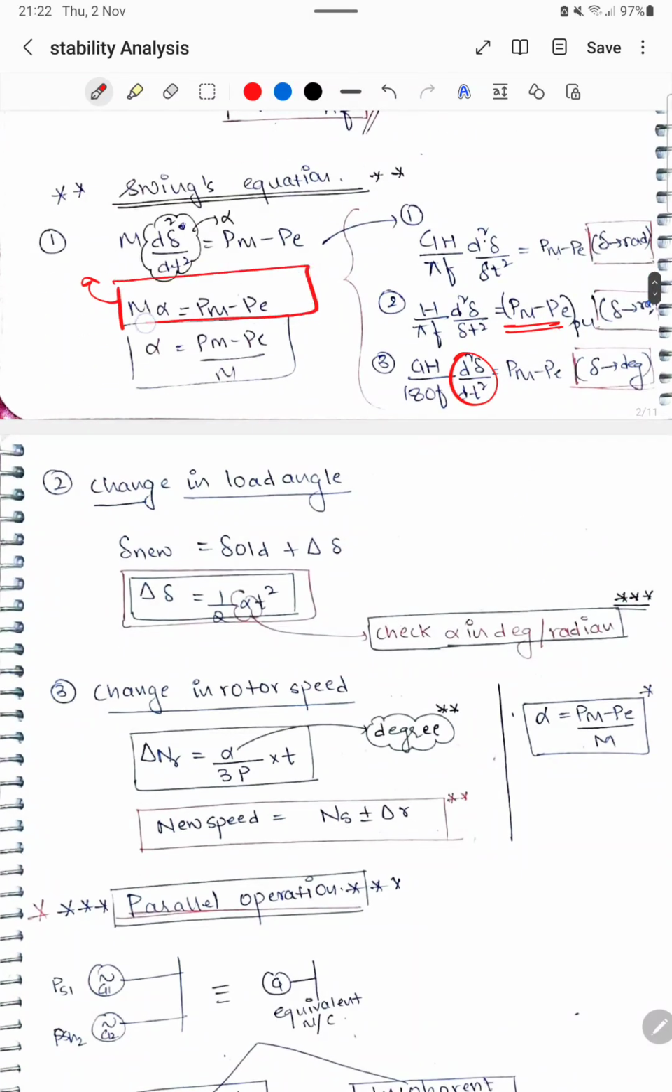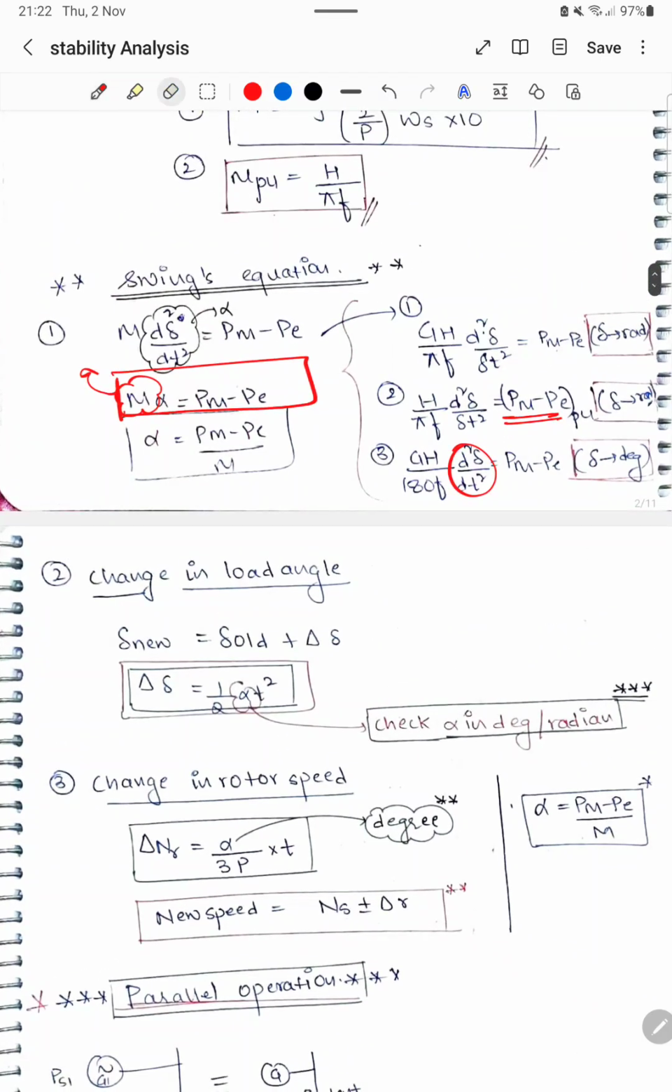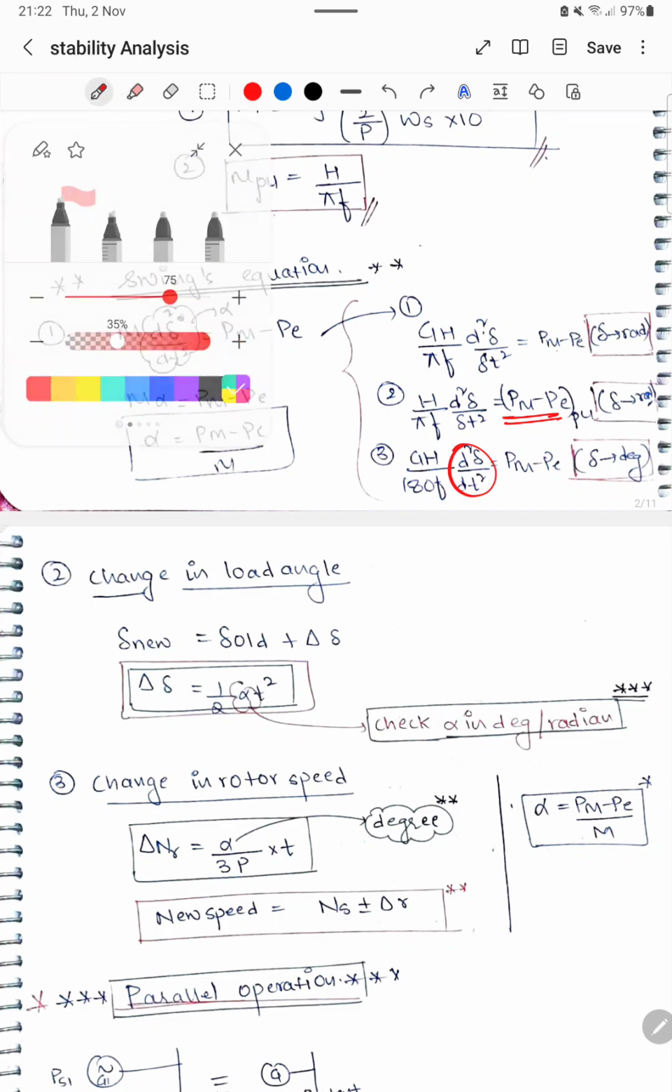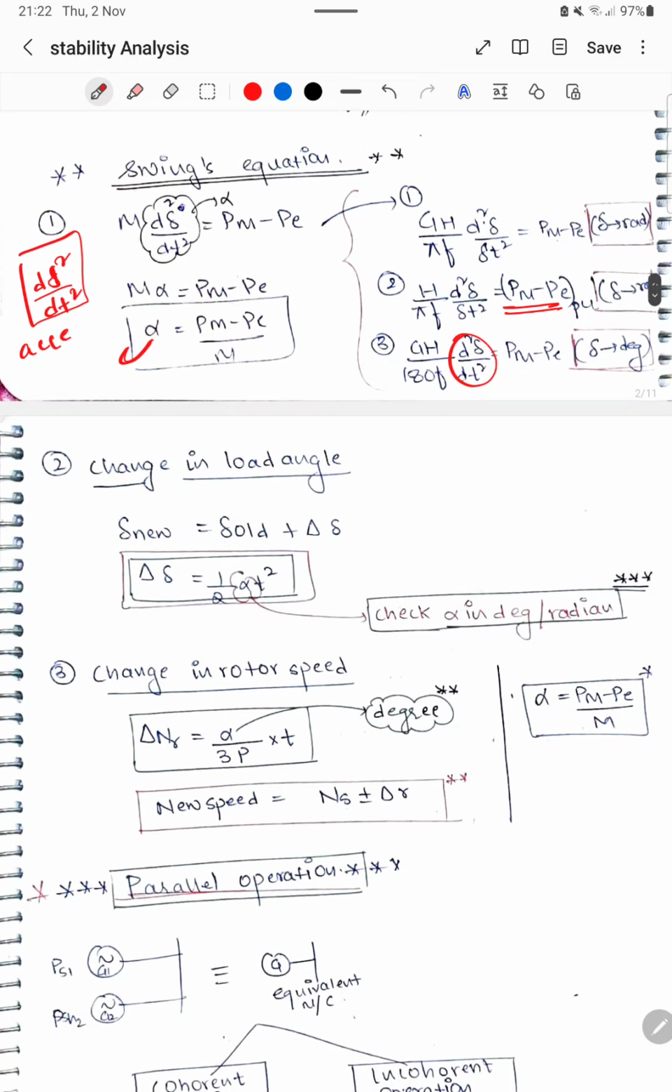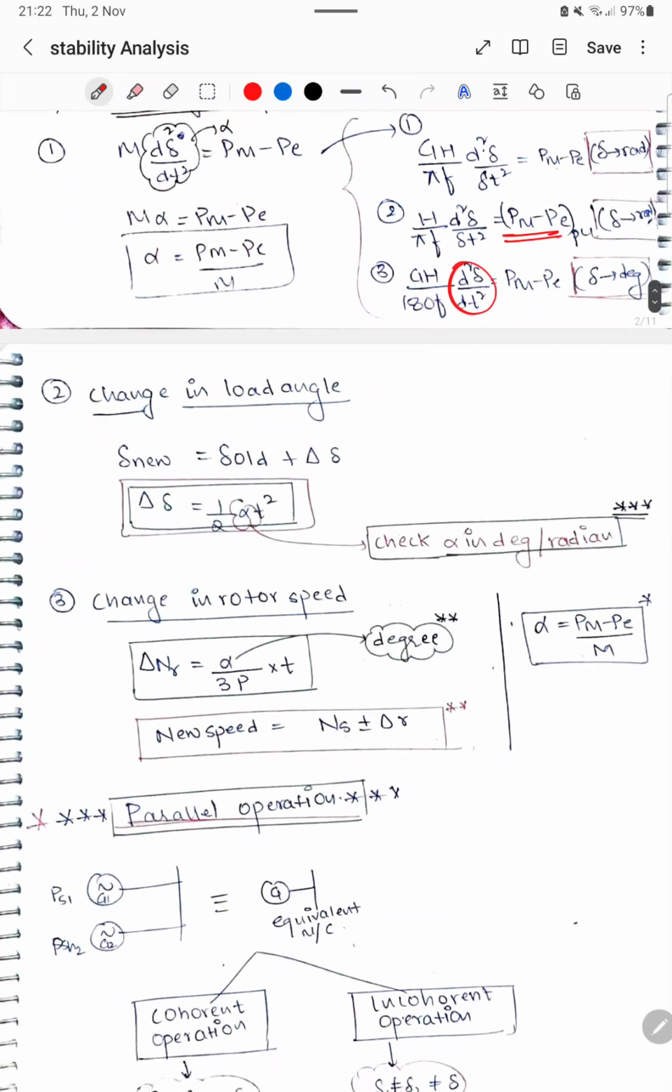Okay. So the main formula to consider is M alpha equals Pm minus Pe, and whatever ways in which we can write M, we will have the same number of forms. We should also take care that alpha is nothing but acceleration, and alpha can be written as d square delta upon dt square. Okay, fine.